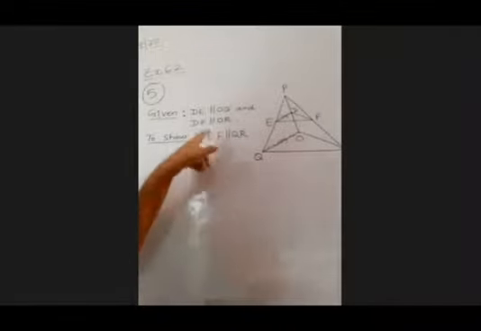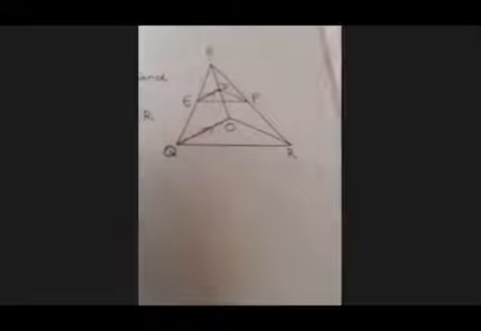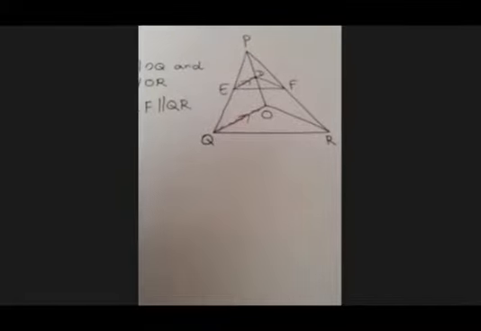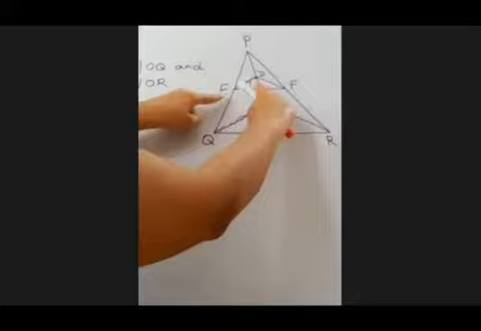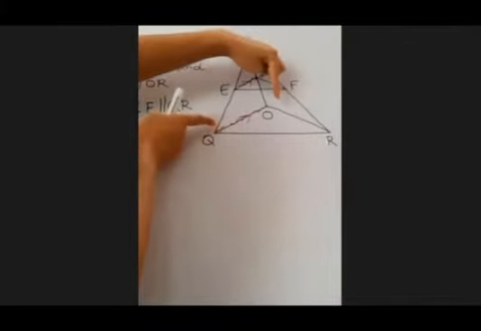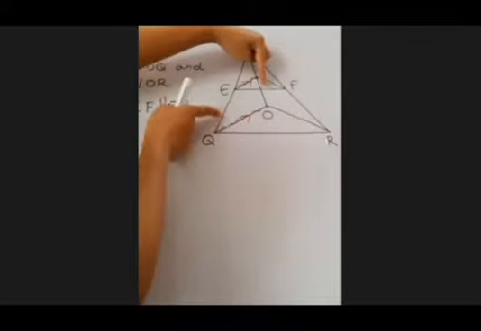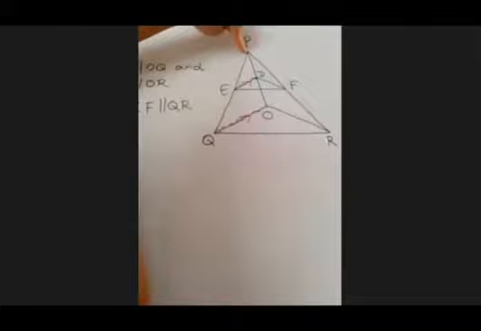Yes, children. We are given DE parallel to OQ. So let us see in the figure what is the conclusion if DE is parallel to OQ. Let us first of all trace the triangle. O and Q are the endpoints, proceeding in the direction of DE and then reaching P.